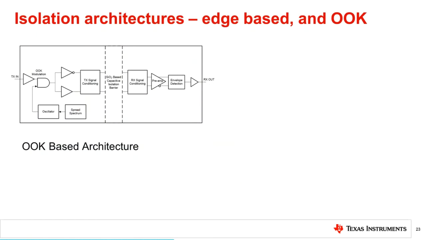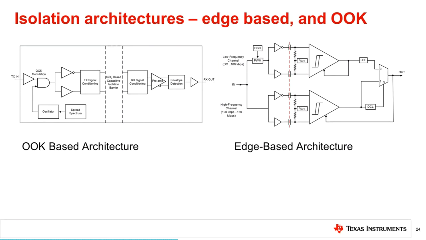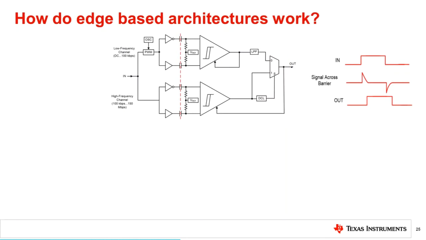Capacitive isolators typically employ two primary modulation architectures, on-off keying, or OOK, or edge-based. Both names describe the timing schemes used to trigger an output change. How does an edge-based isolator work?